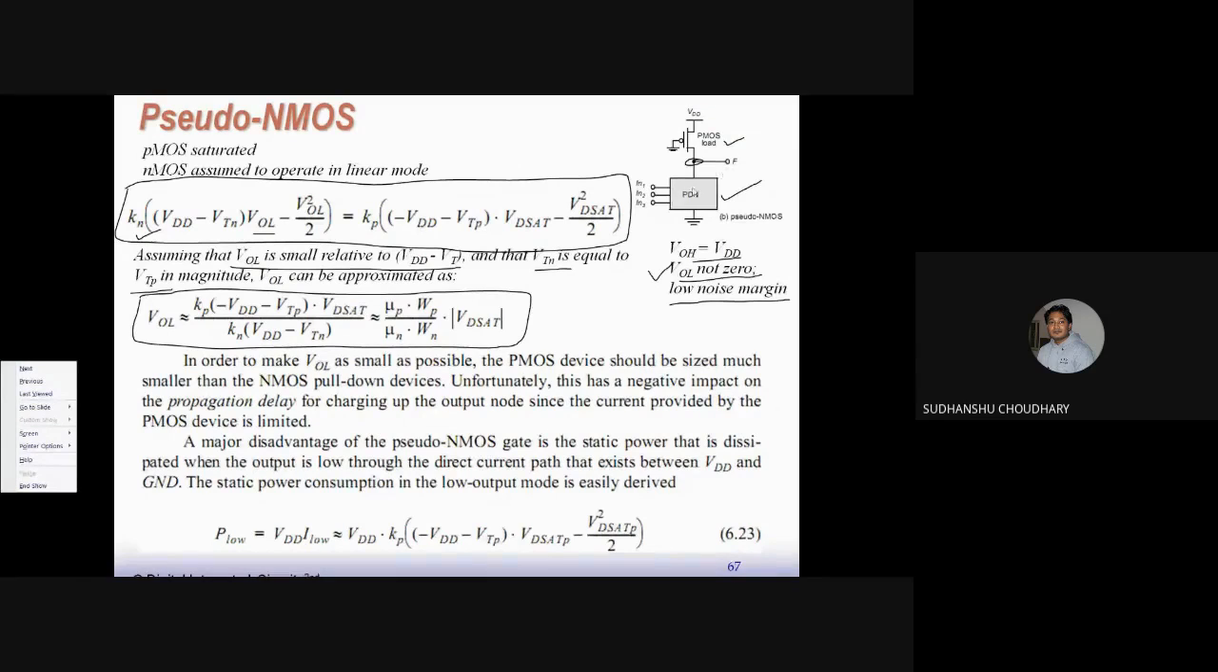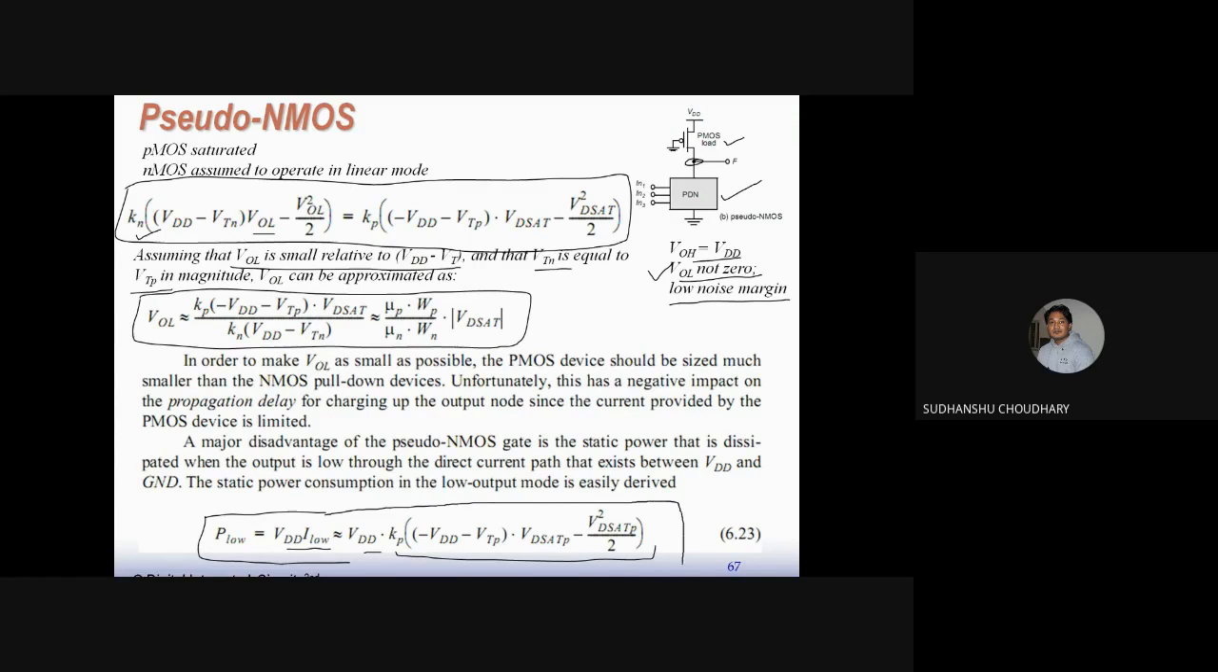Then the static power dissipation can be calculated by using the same relation, that is power is given by VI, so VDD multiplied by I, in high to low, so I low. And this I low current can be given by writing the current for PMOS in saturation region. By this relation, one can find out the static power dissipation of this circuit.